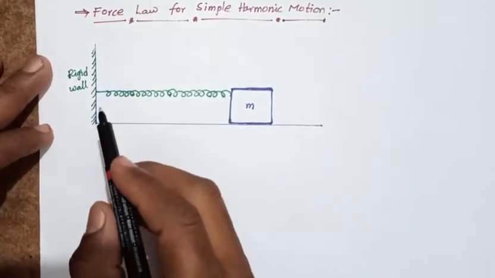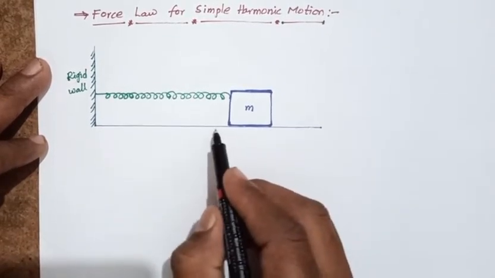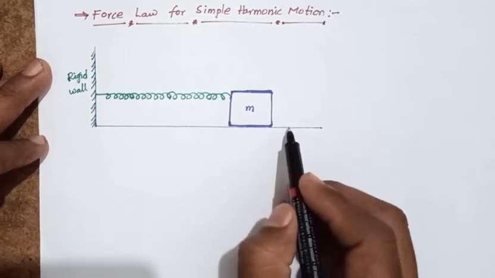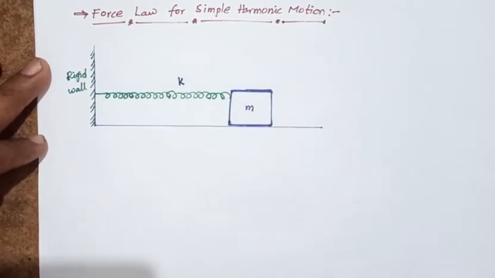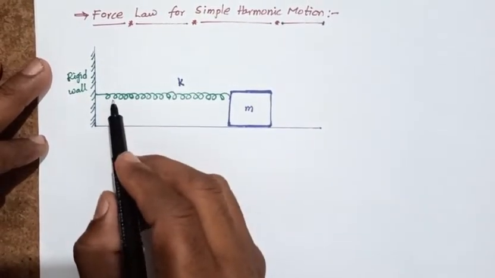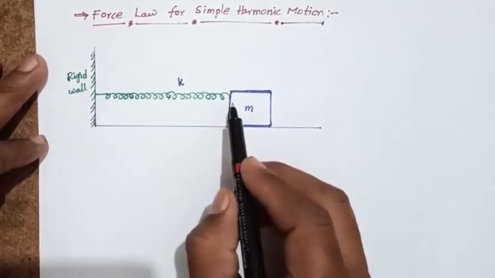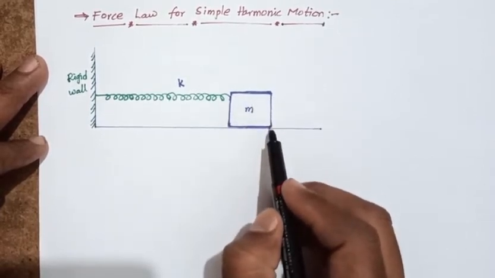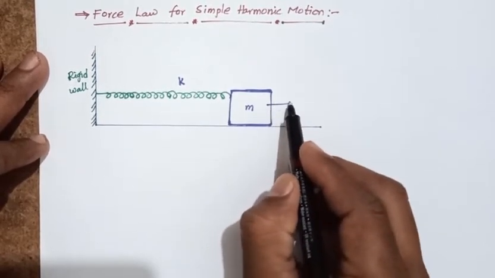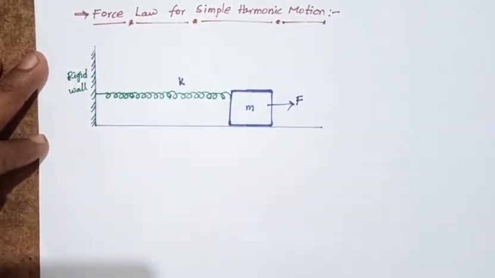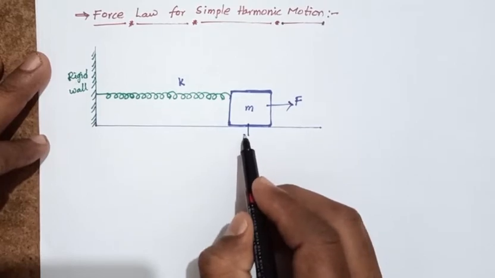So here we are considering a rigid wall and a frictionless surface. On the frictionless surface, a spring with spring constant k is connected at one end to the rigid wall, and at the other end a block of mass m is connected. Then a force is applied in the right side direction. Before that, this is the mean position.